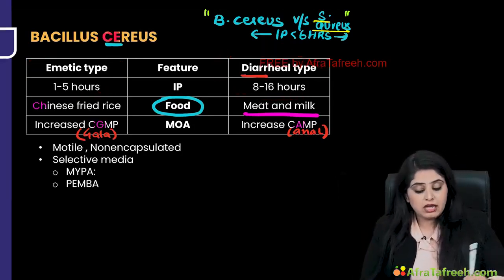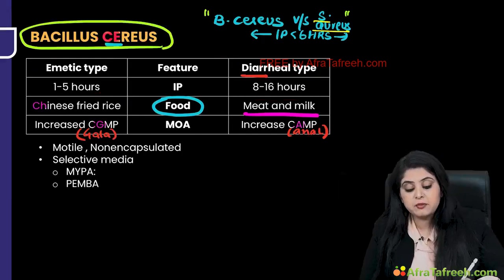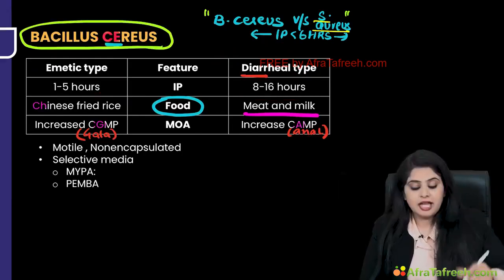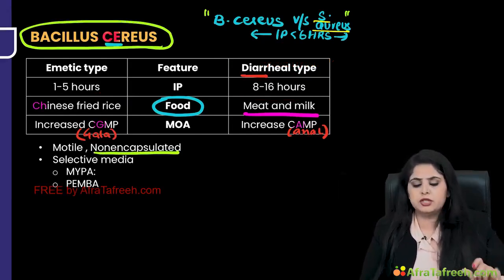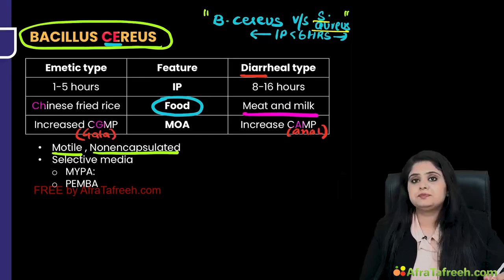This is okay. Please note, how is Bacillus cereus different from that anthrax? Anthrax had a capsule. This is not going to have any capsule, and anthrax was not moving around. This has no motility. Bacillus cereus is motile.